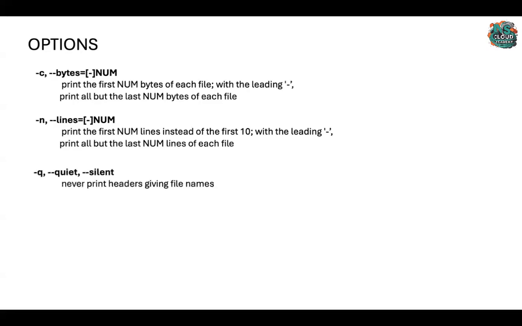Then -q for quiet, and this is the default option also. So when you run the head command, by default all output will show in this format only. Okay, and -v is used to print the header. Just like when you run the command, you will see the headers too, in that command.